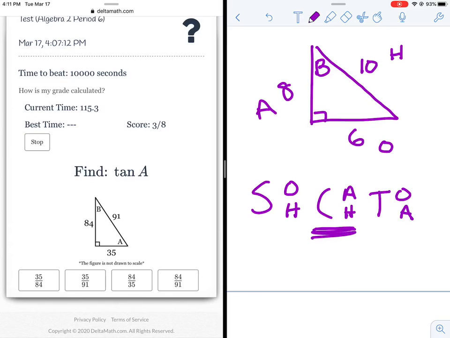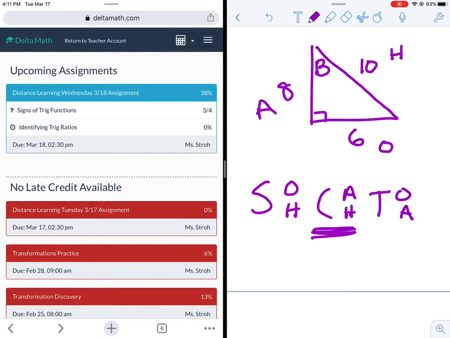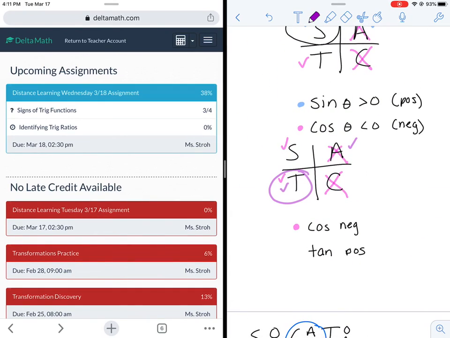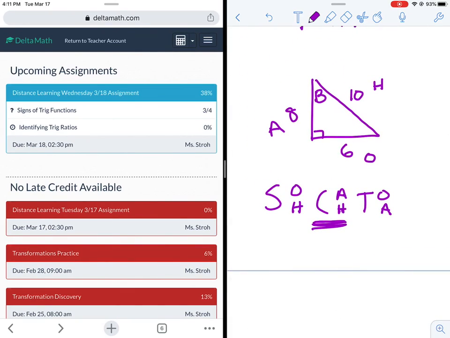See how it says my score is now 3 out of 8. You need to get 8 of those correct in a row, and it's going to time you. So if you want to try it again and try to beat your time, you absolutely can. But it is very important that we're able to make these ratios. Going forward, this is a skill we're going to use. So for today, those are your 2 tasks on Delta Math: doing the signs of the trig functions, using this All Students Take Calc diagram to help you determine which quadrant they're talking about, and then just playing with SOHCAHTOA and doing the ratio of these sides in identifying trig ratios.